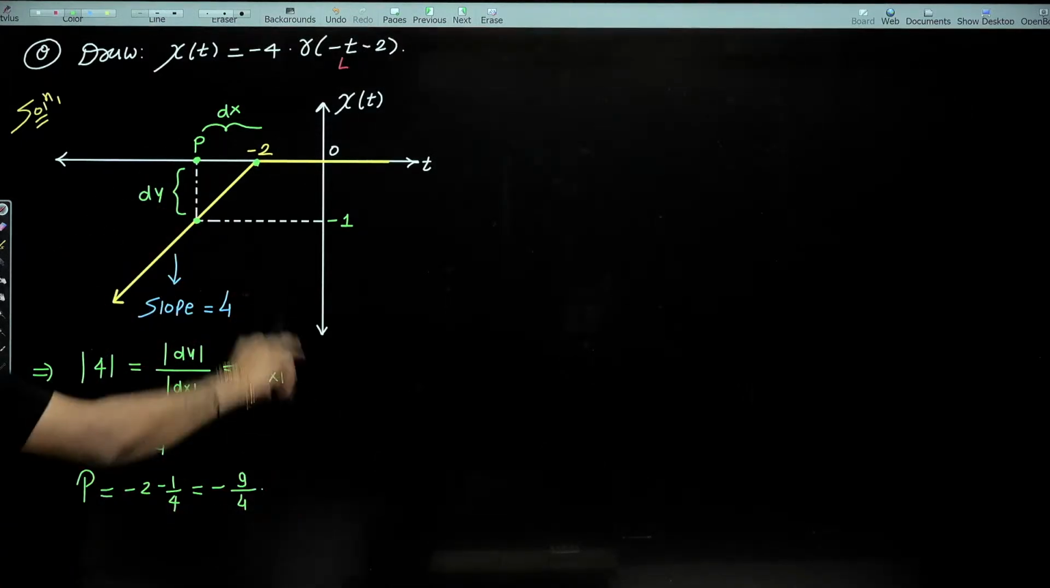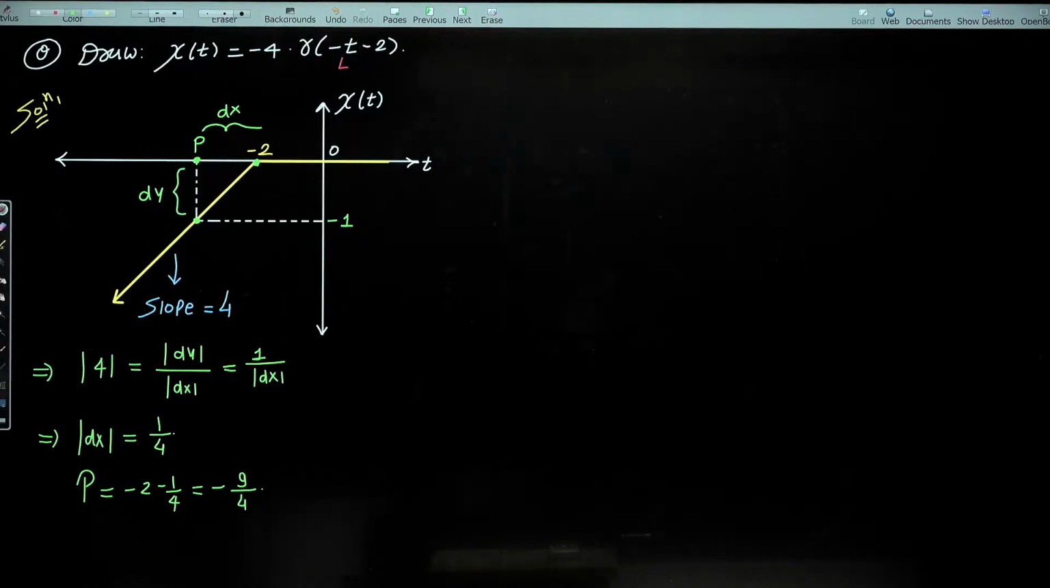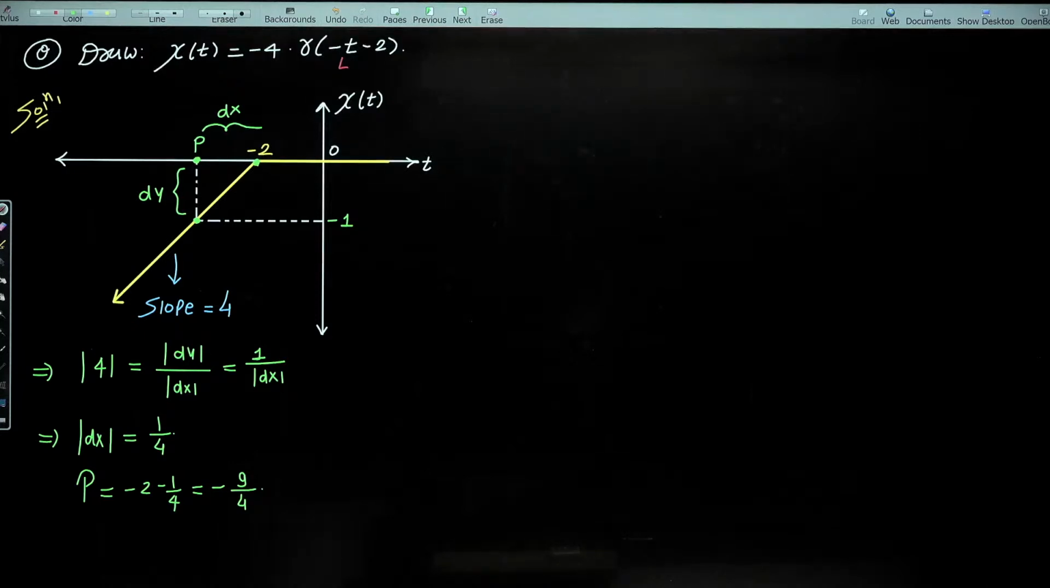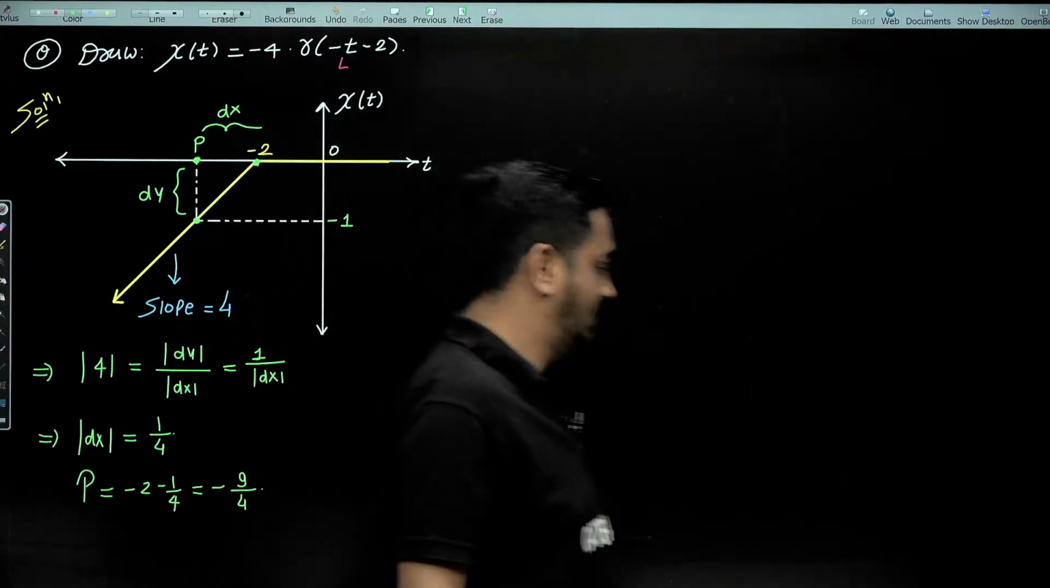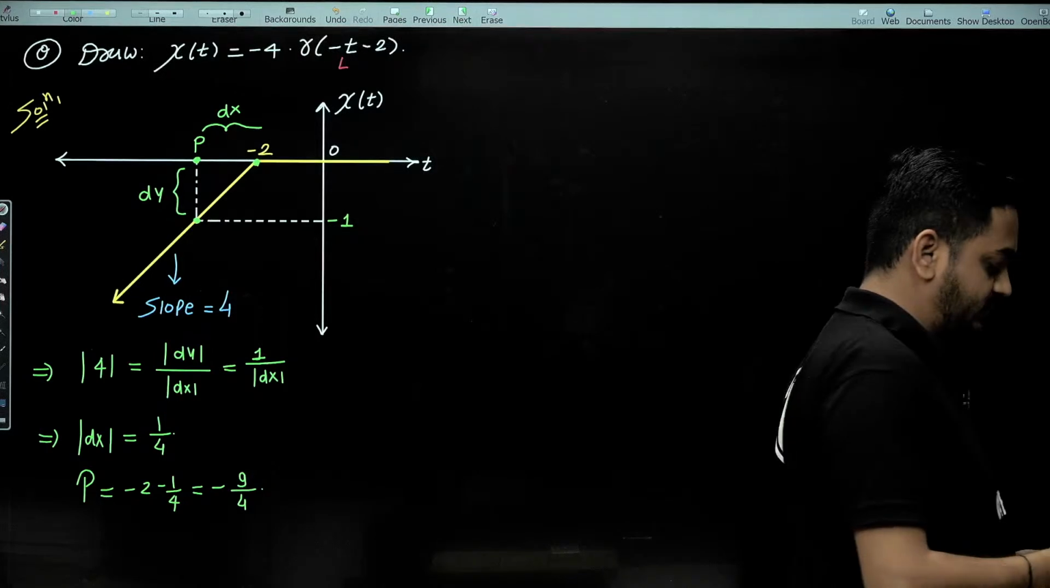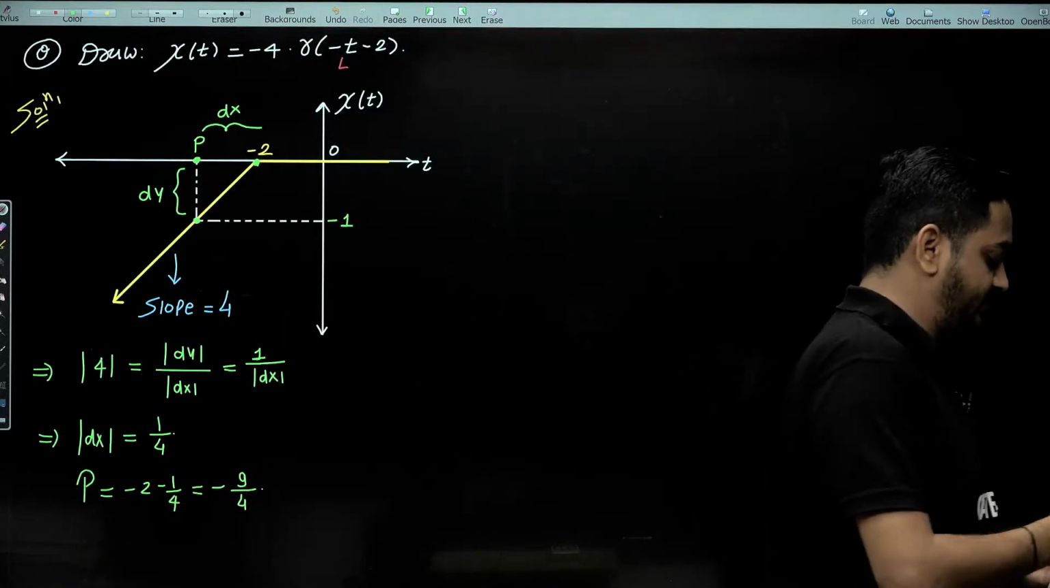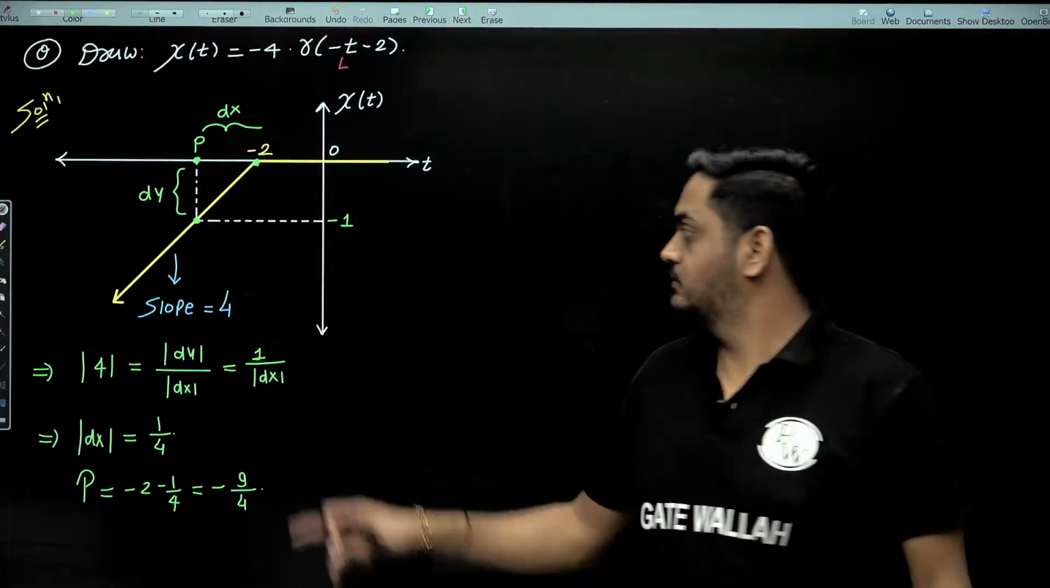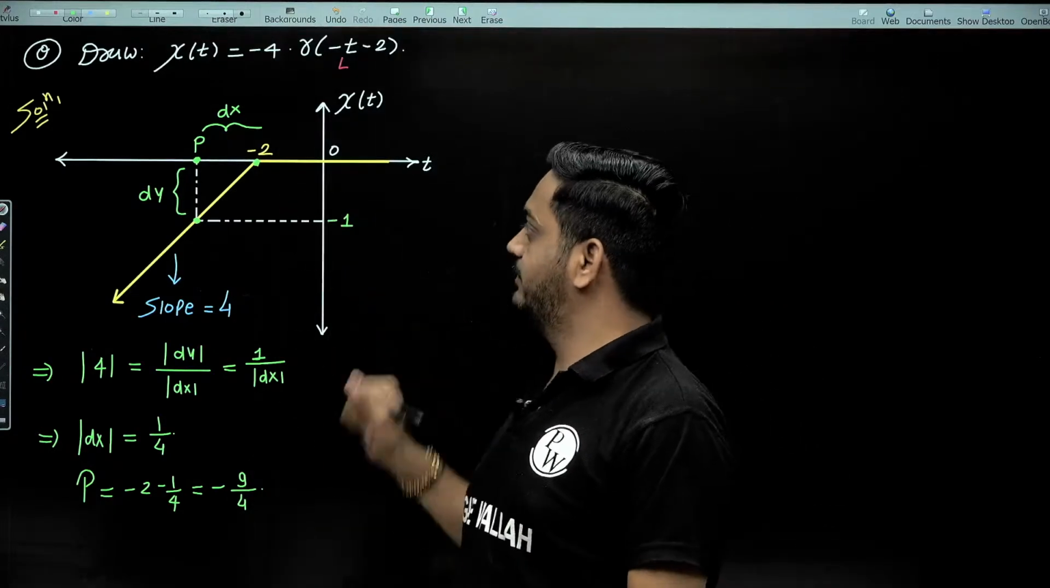Now again you can check dy by dx, you will get the slope 4, guys. Correct? So point P value is -9/4. In this way we can find this point P. Any doubt? Because this is very much important, guys.